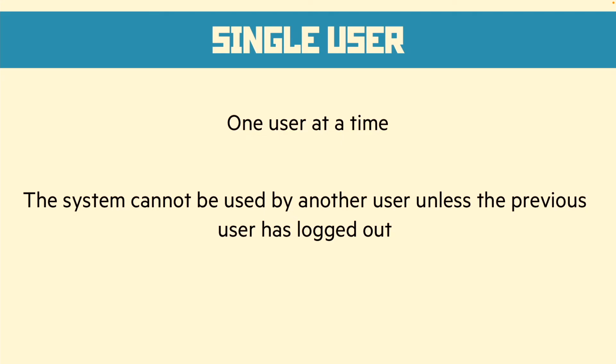A single user operating system is one where you're only allowed one user at a time. You can't use the system unless the first user logs out. And this isn't like your computer in the classroom in school. This is more like your computer at home, where no one else can use that device at all unless you log out and they log in with their user account.